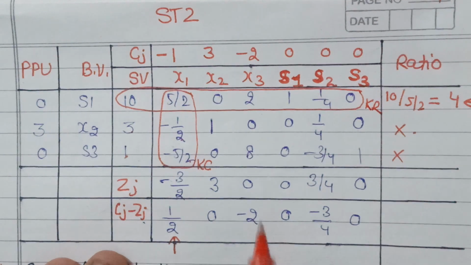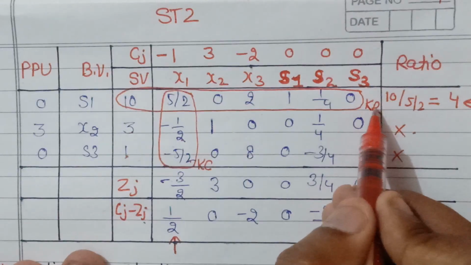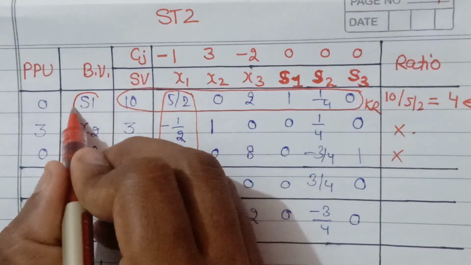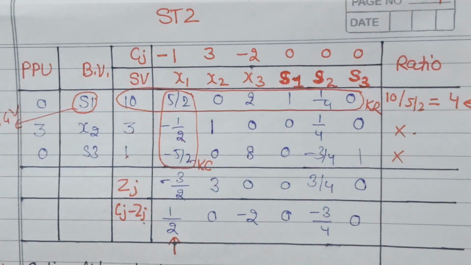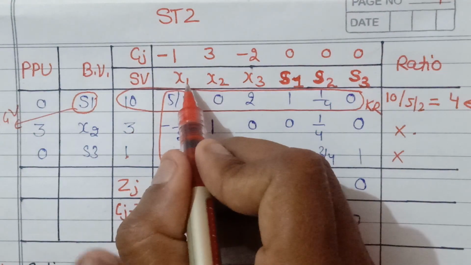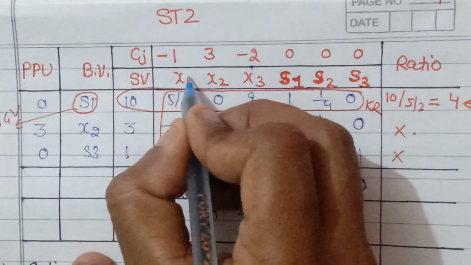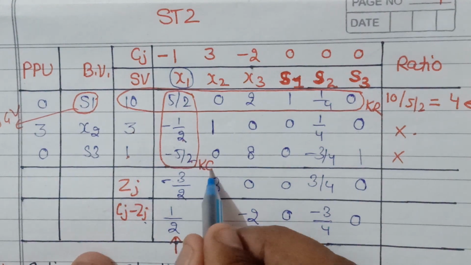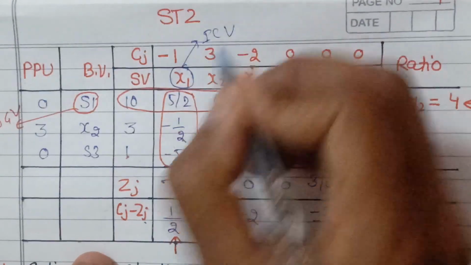Now you have to see in front of the key row, the variable for this key row is s1. So this will be the outgoing variable. Then we have to look at the variable for the key column. Here you will see that x1 is the variable for the key column. So this will be the incoming variable.